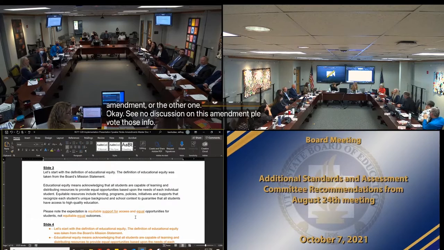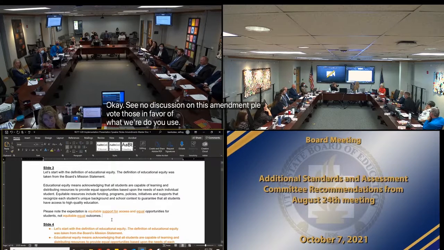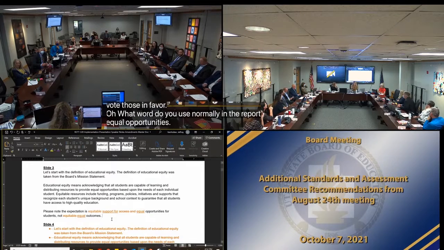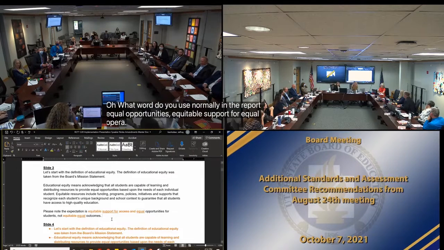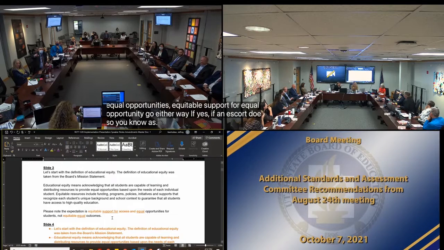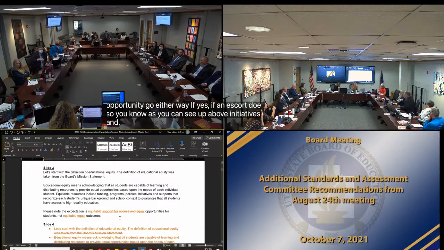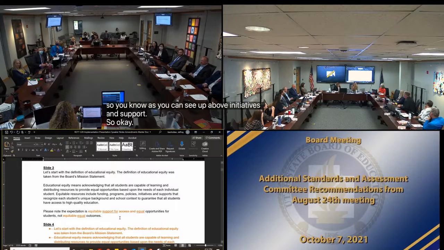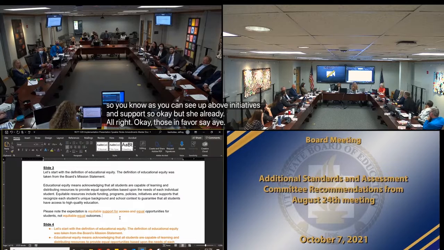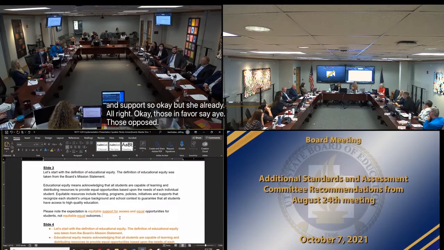Those in favor? Support or supports? I'm just clarifying. What word do you use normally in the vernacular? Equitable support for equal opportunities. I could go either way. It does say up above initiatives and supports. Okay, all right. Those in favor, say aye. Aye. Those opposed? That motion passes unanimously.